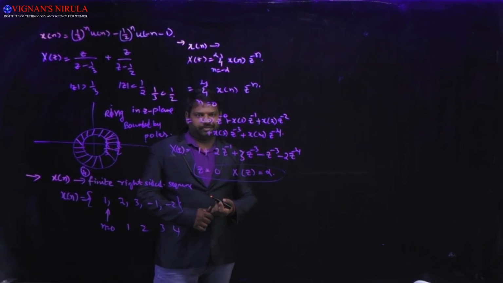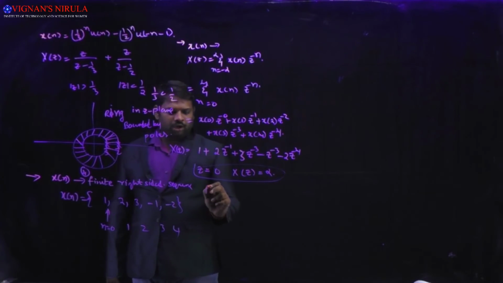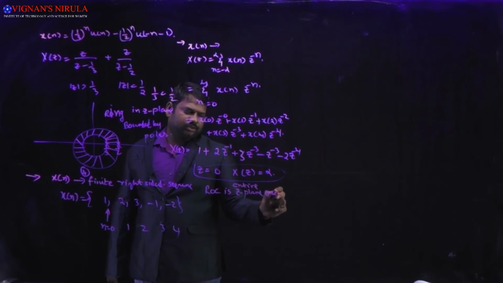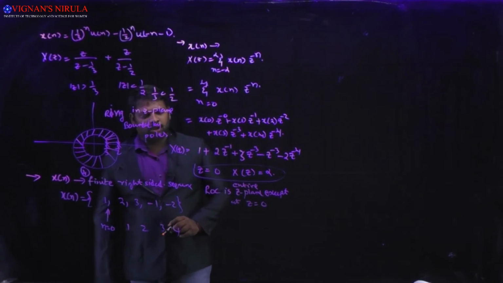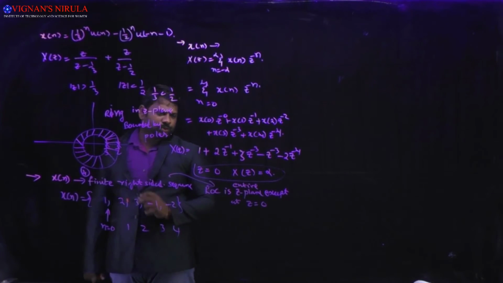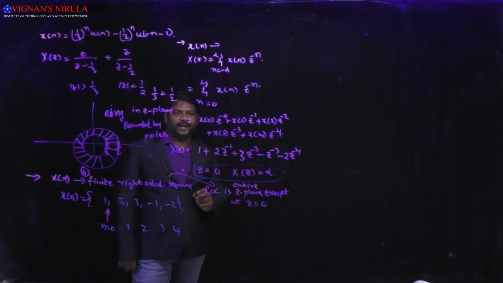That means it is not defined. Therefore, our ROC is the entire z plane except at z is equal to 0. That is the point. For a finite right-sided sequence, the ROC is the entire z plane except at z is equal to 0.